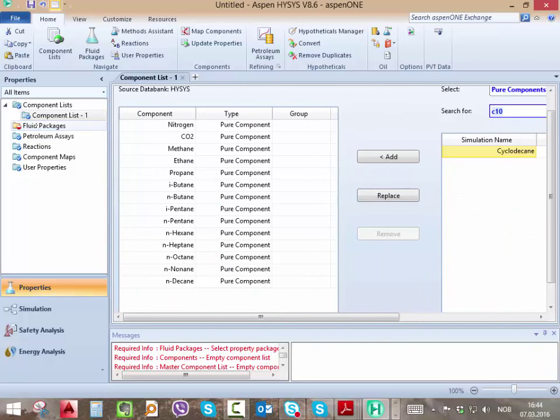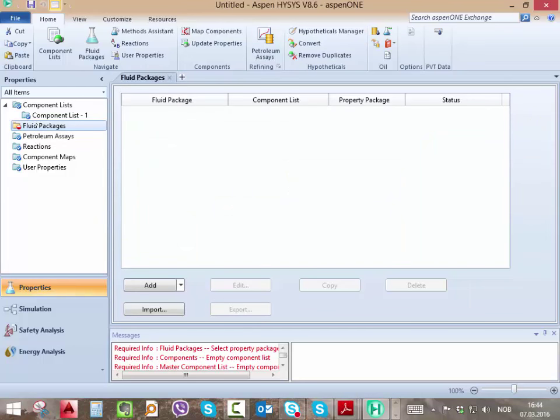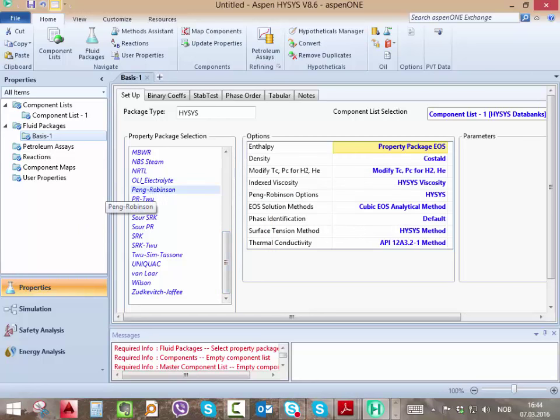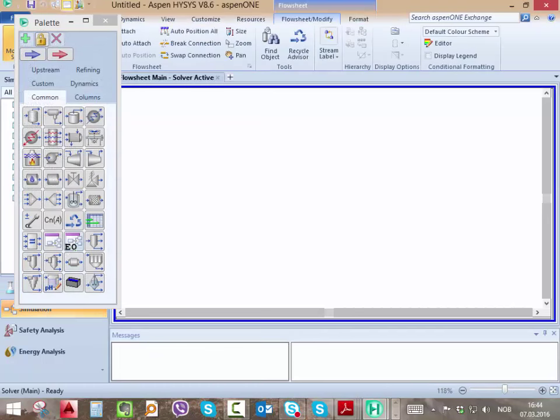So now the second part, we go here to the tree on the left and we say, okay, how are you going to treat all of these components? With what tool are you going to use? I'm going to use an equation of state. I click here add, and there are many choices that I can use. I'm going to use Peng-Robinson equation of state. And if you see now in my tree on the left, everything became blue. It means that it has enough information to run. So I just go to the simulation environment, where I will be able to build my system.